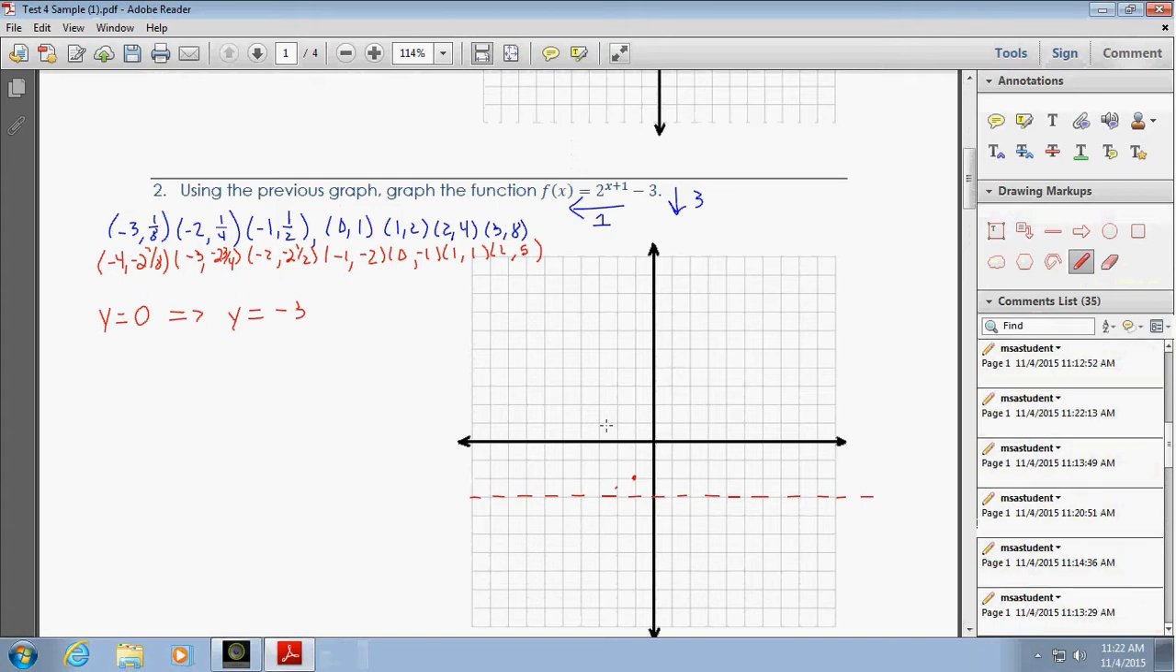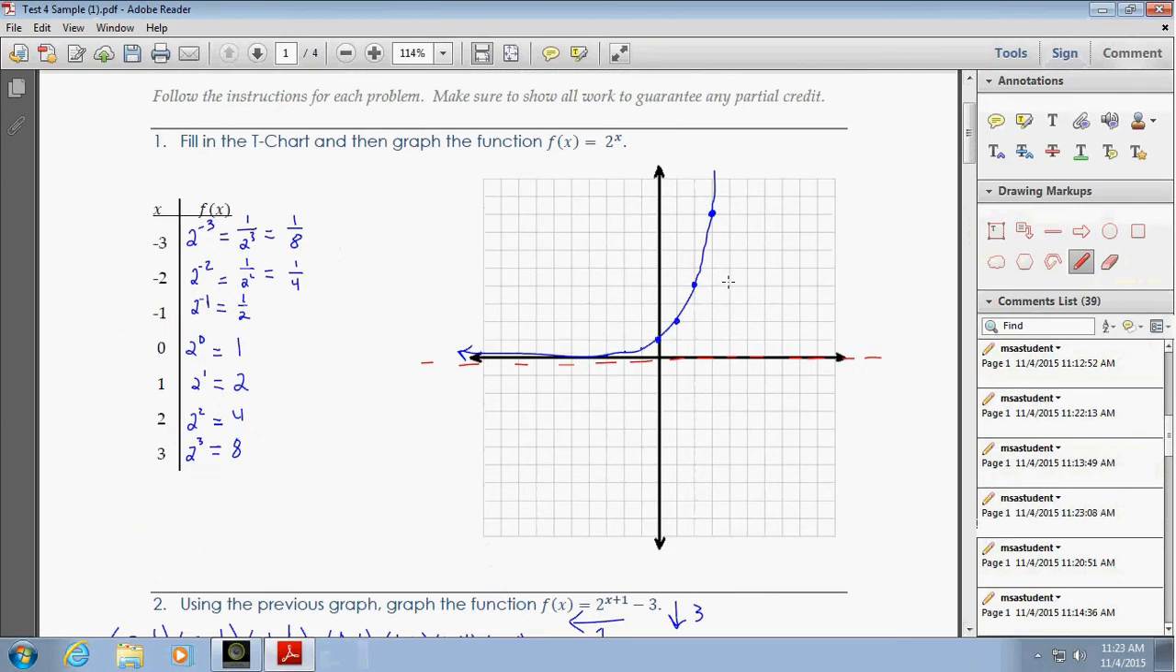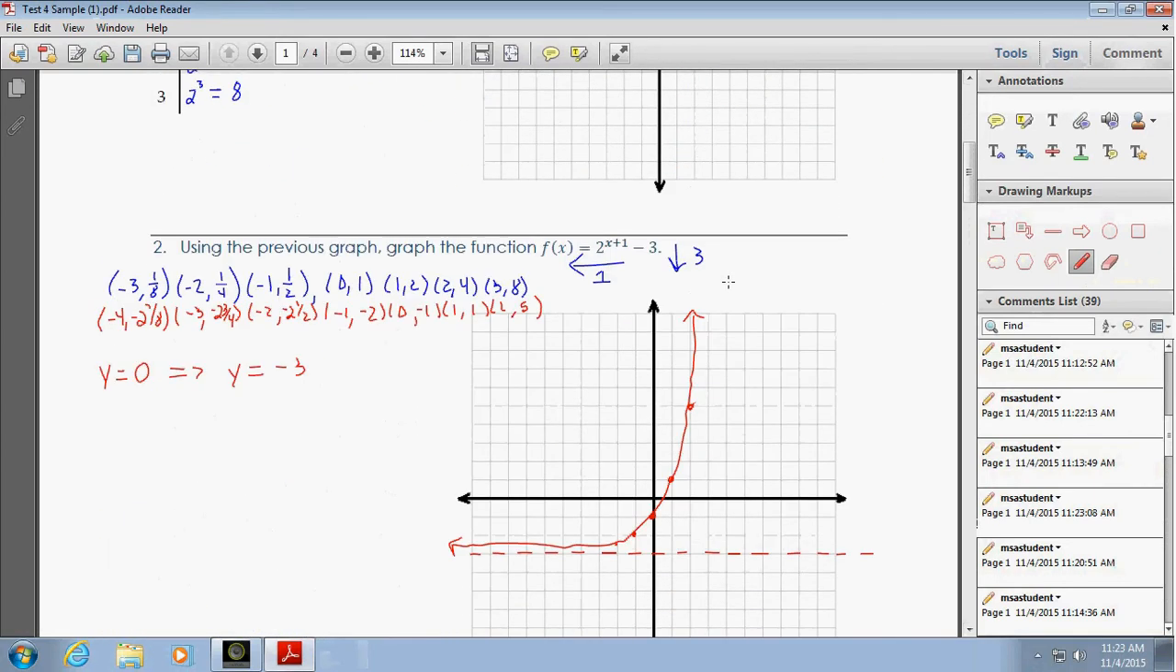And then 0, negative 1. 1, 1. 2, 5. So same graph, just moved down and to the left.